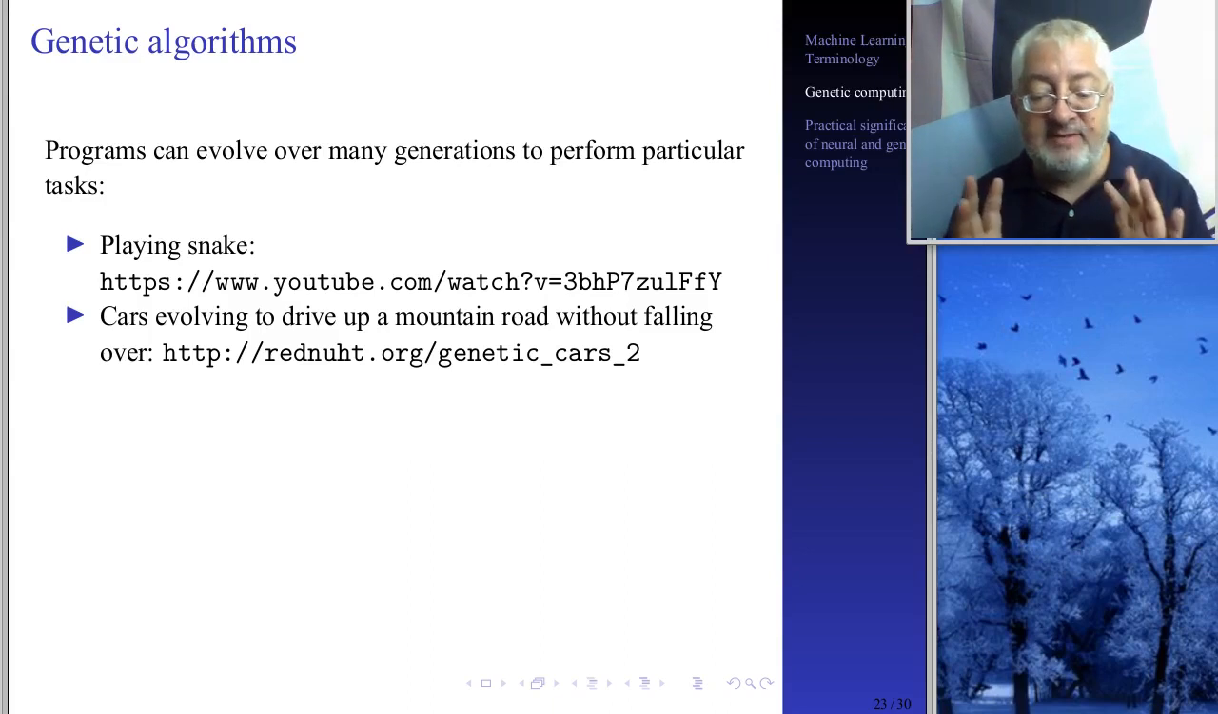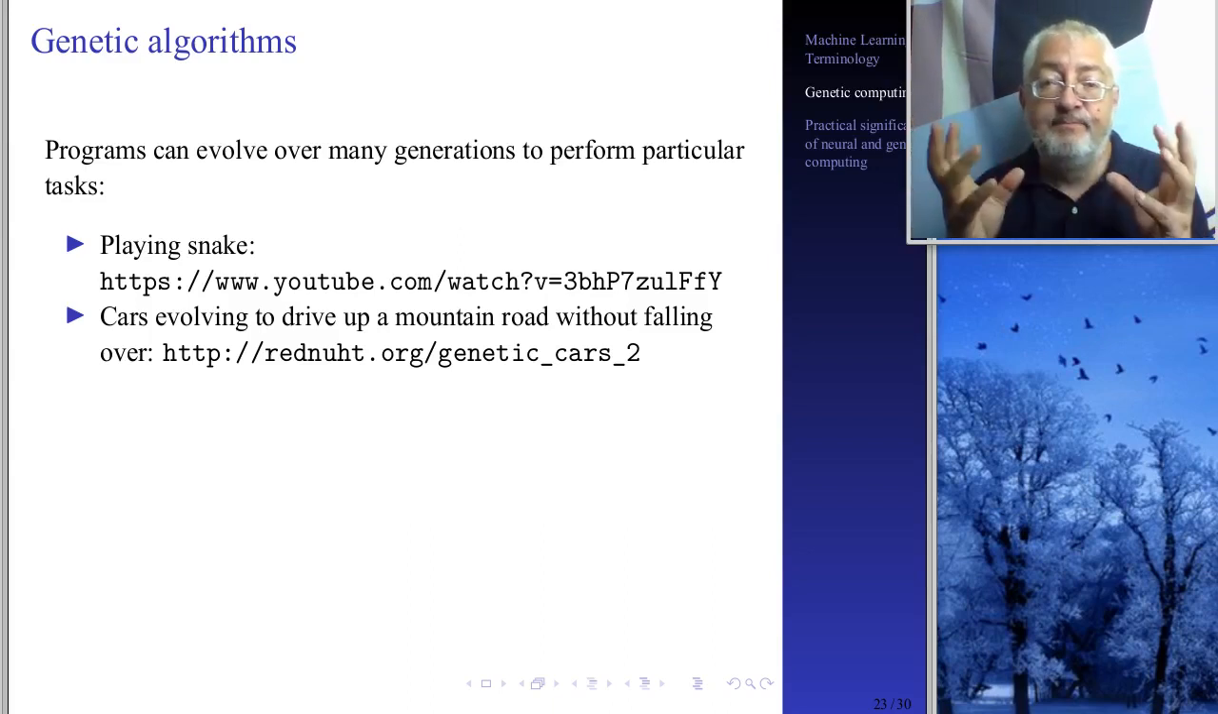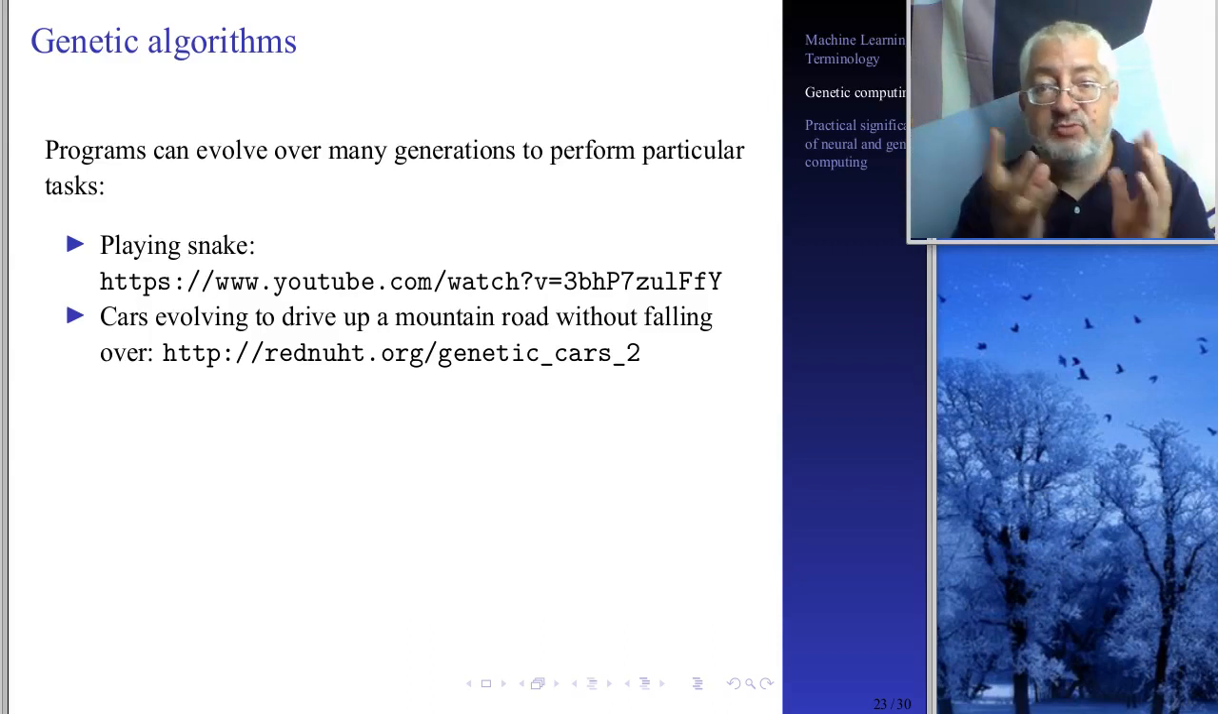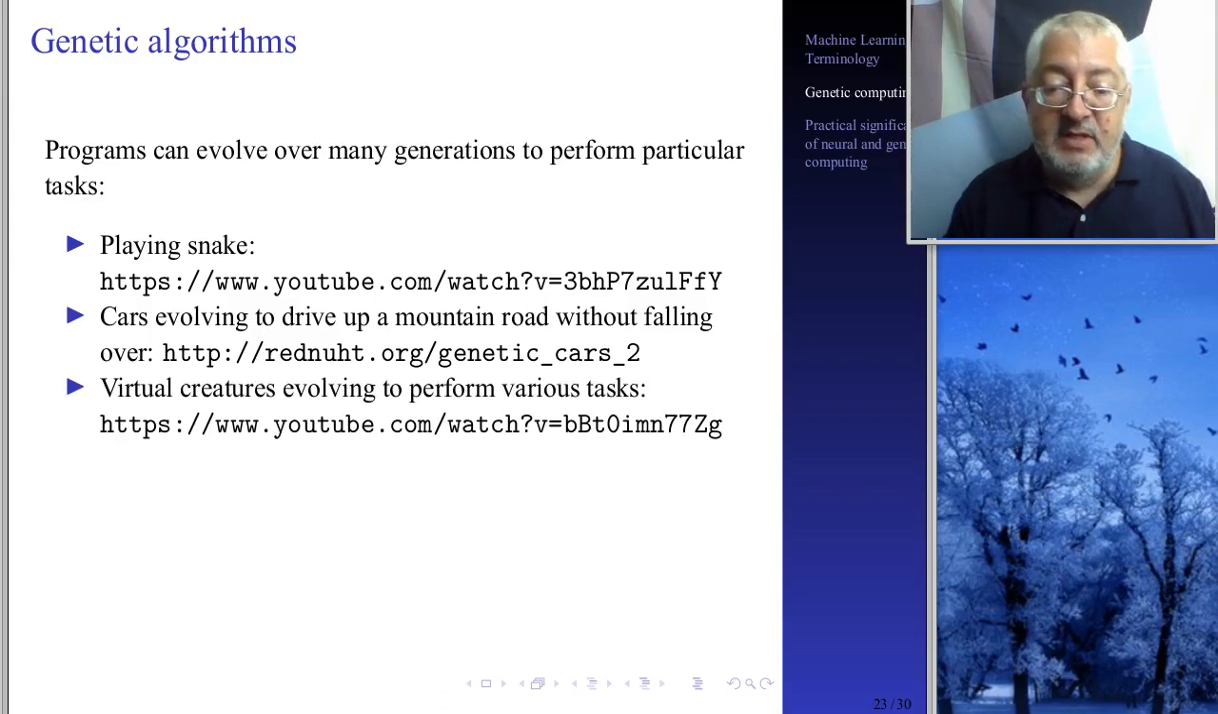Other people have tried to evolve cars to drive up a mountain road without falling over, so the whole shape of the car is evolving from genes. You have some genes that describe the back wheels and the front wheels, how long the car is, how big the wheels are and how far apart they are. From this you can evolve different shapes of cars, and some are more able to go up a hill than others. Or virtual creatures evolving to perform various tasks.